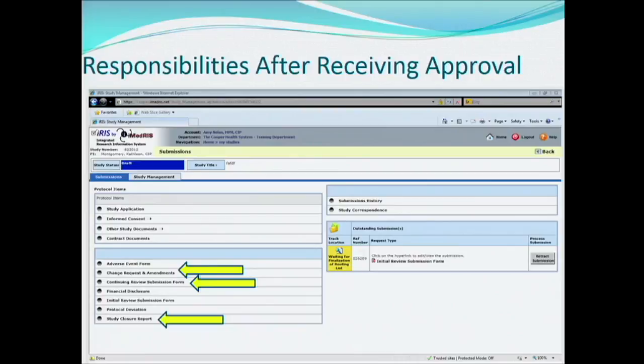On the right-hand side, where it says outstanding submissions, this will tell you if you have a submission that is outstanding with the IRB, whether it's with the IRB to be reviewed or whether it is back on your side for corrections. That will help you keep track of the submissions that are being worked on. You can check to see the status and where they're sitting. Okay.